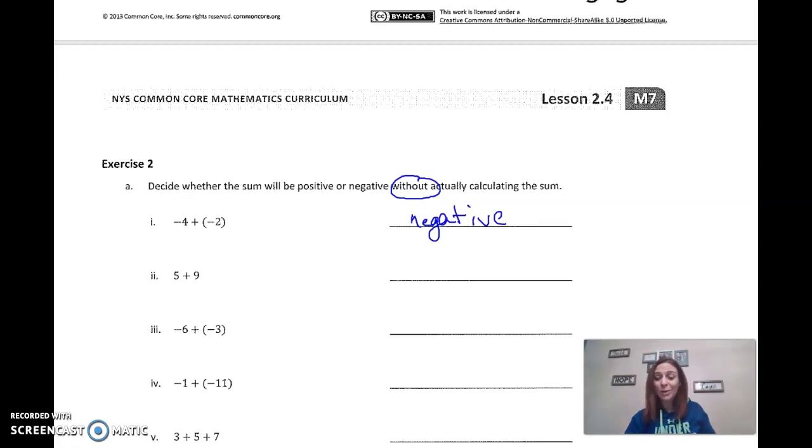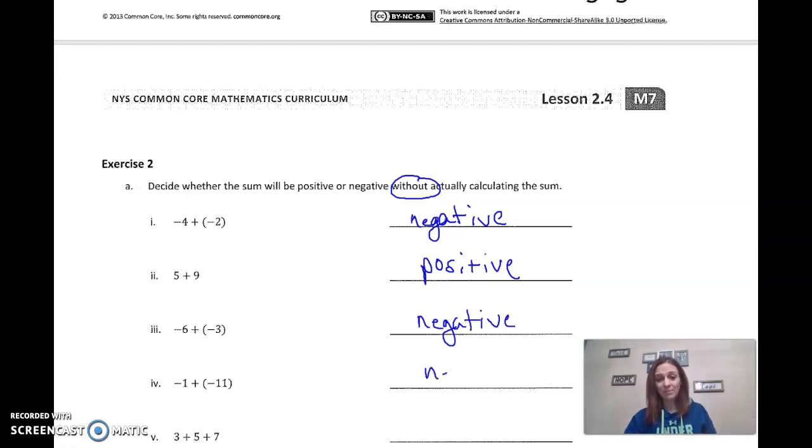5 plus 9? Well, you know what that is. That's 14. That's a positive number. So what will the sum be? Positive. -6 plus -3? Negative plus a negative. And I know we get that confused with multiplication. Negative times a negative is positive, but this isn't multiplying. This is adding. -6 plus -3. You're still going to be at that negative side of the number line.